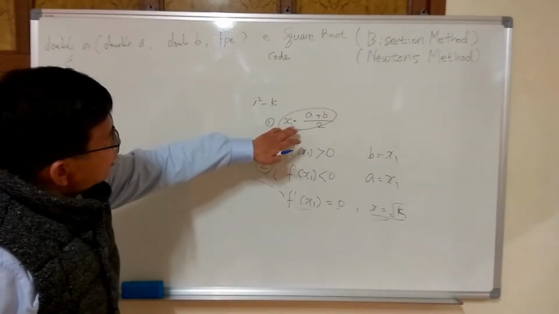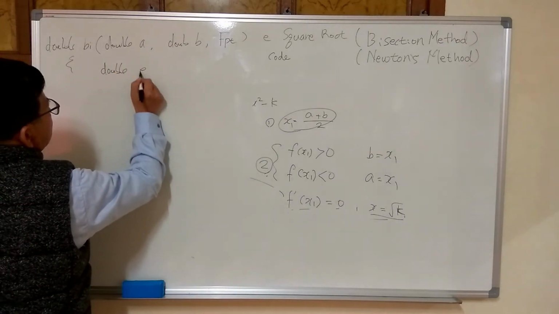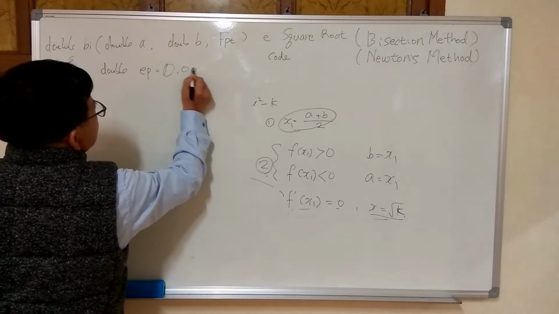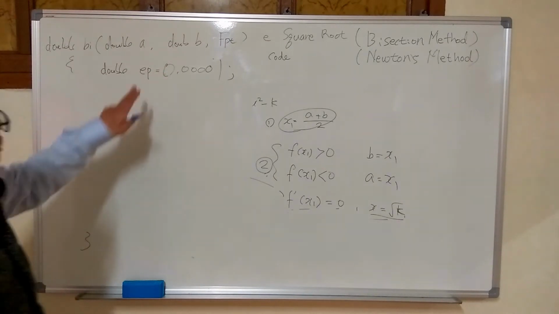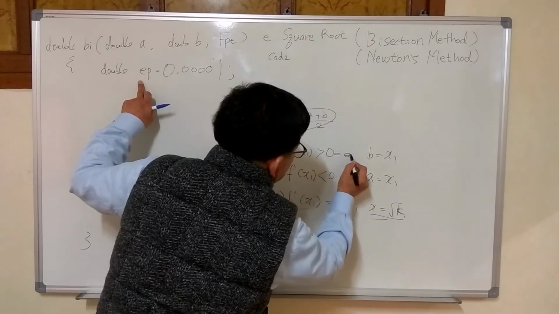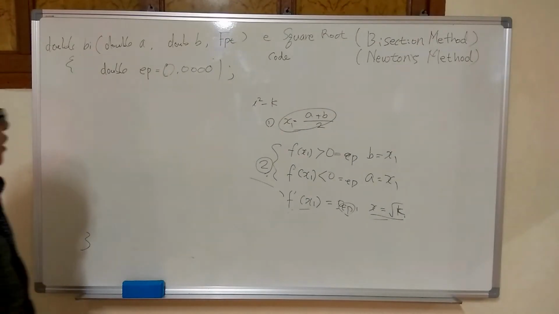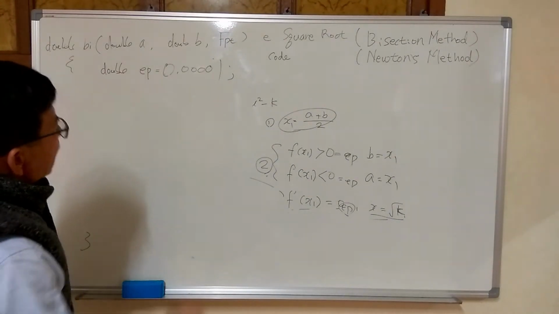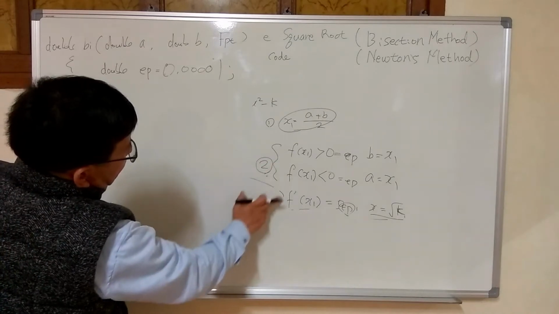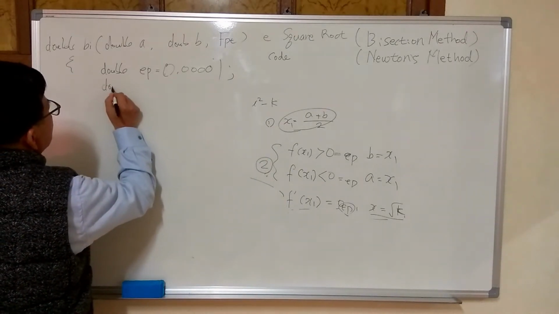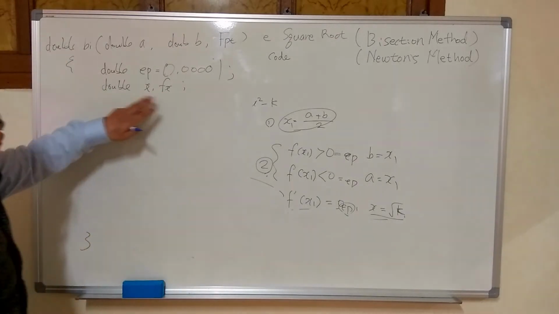Okay, then here we first compute this value. Before we compute, we will let epsilon be like this, double ep, a small double number, epsilon. We will use the epsilon as a small number, because a computer is not exact about computation. Then we need to have this. We declare two more variables like this, double x and fx.